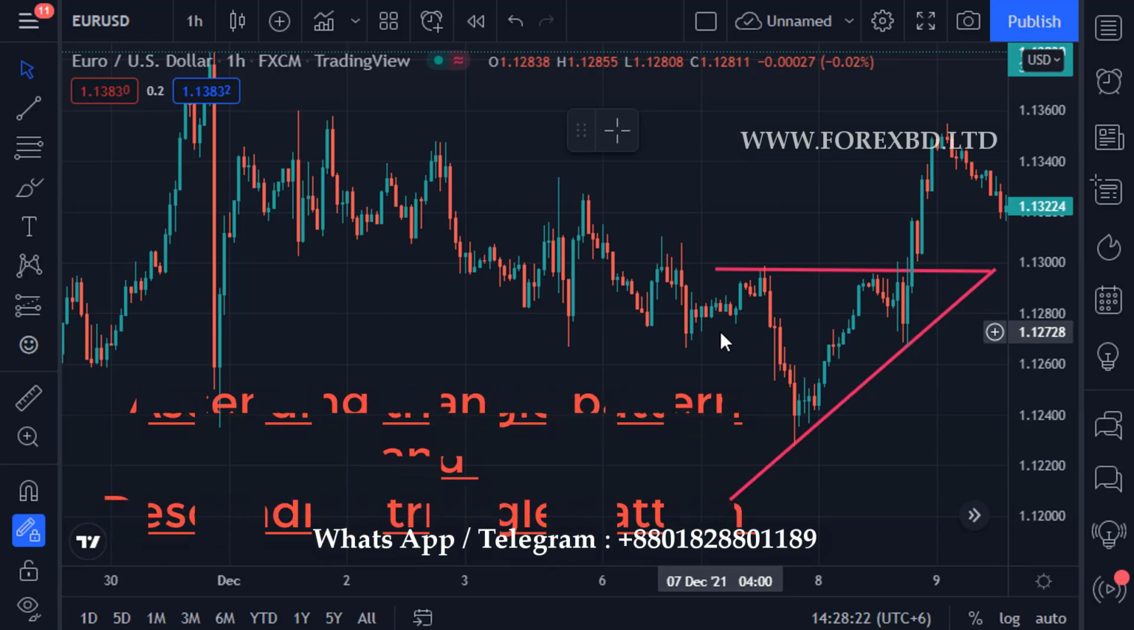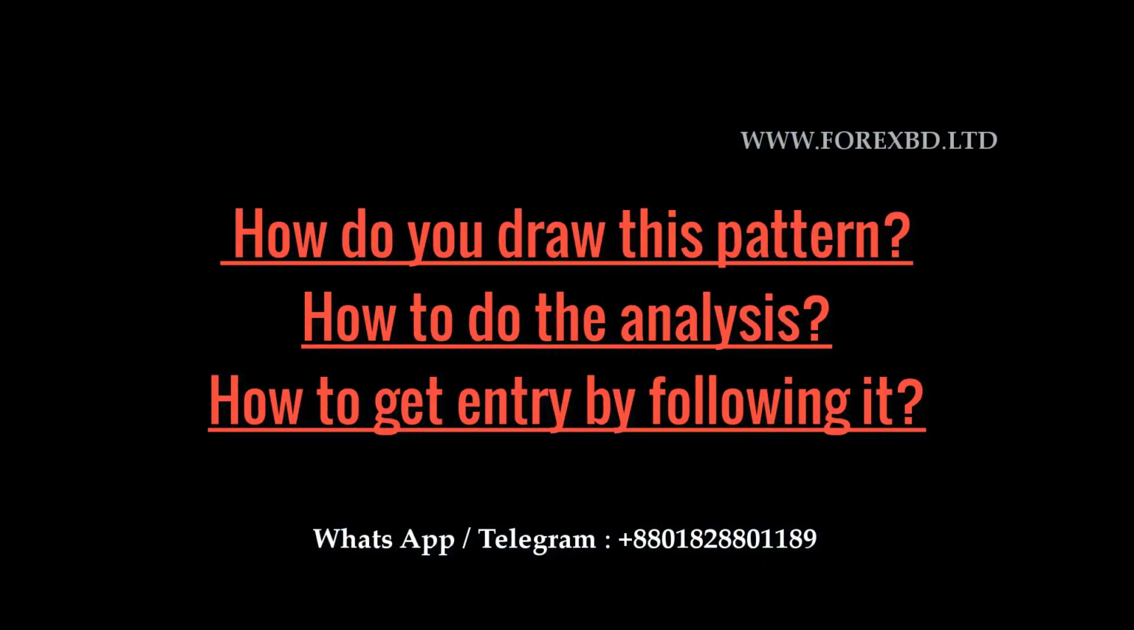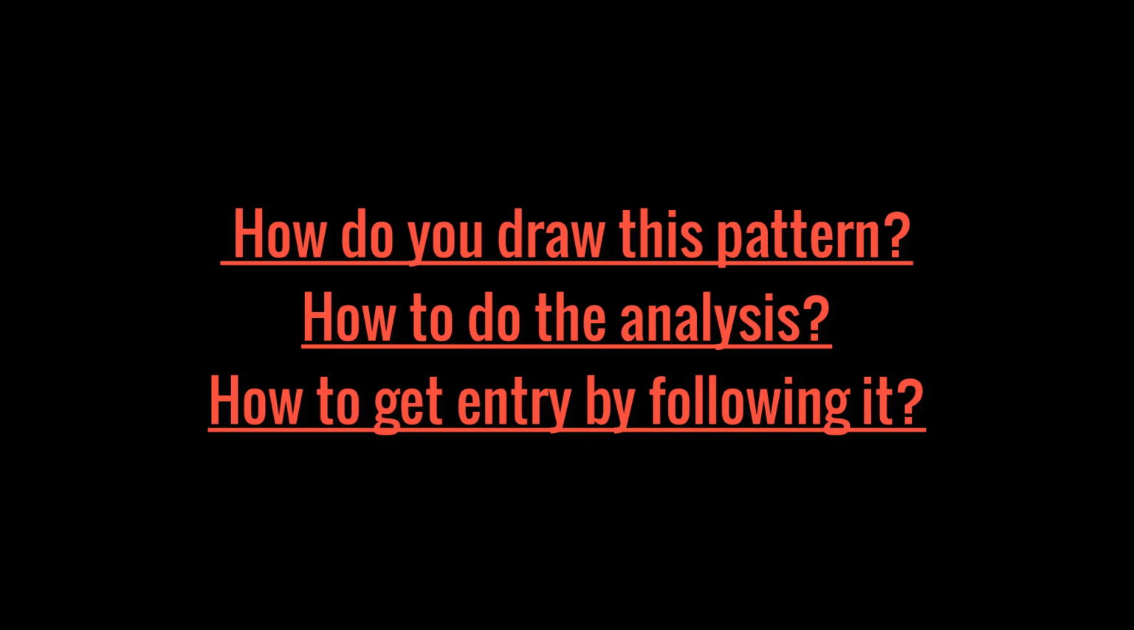So we will share everything, so there are some topics in today's video. First, how to draw this pattern. Secondly, how to do analysis, and last one is how to get entry by following this pattern.